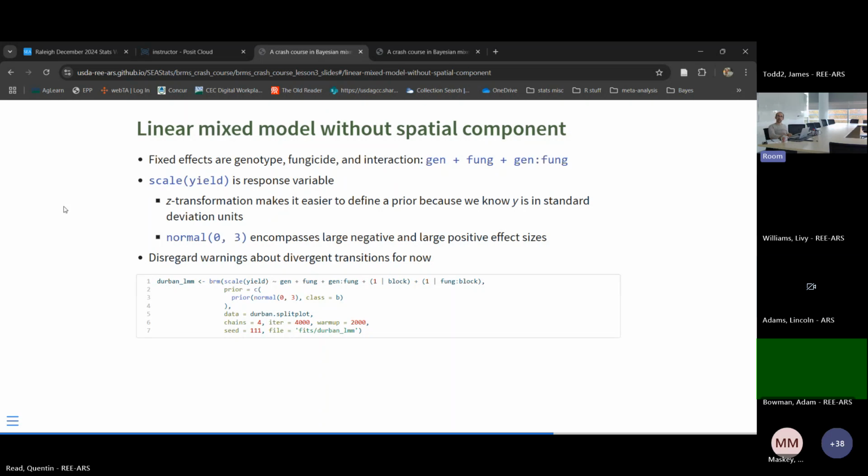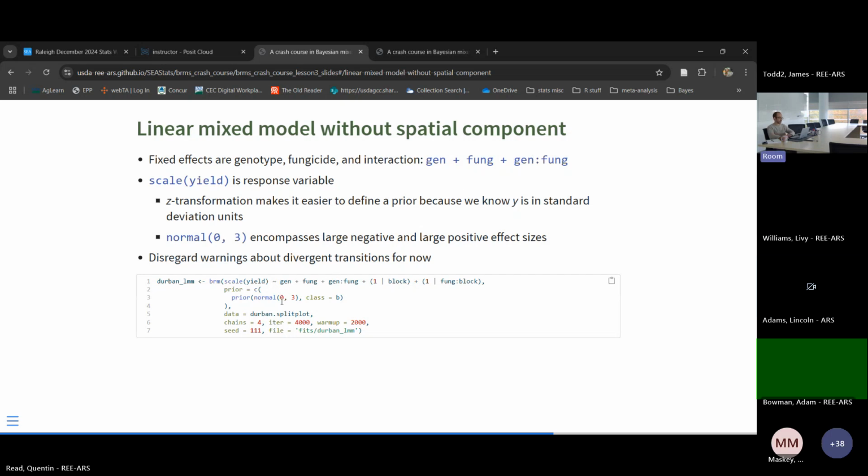In this case, instead of using the interaction shorthand of asterisk, I've written out the main effects, genotype and fungicide, and genotype colon fungicide, which means the two-way interaction term between genotype and fungicide. So we're saying every genotype has its own mean, every fungicide has its own mean in the model, and we're also estimating the mean for every combination of genotype and fungicide, every interaction between them.